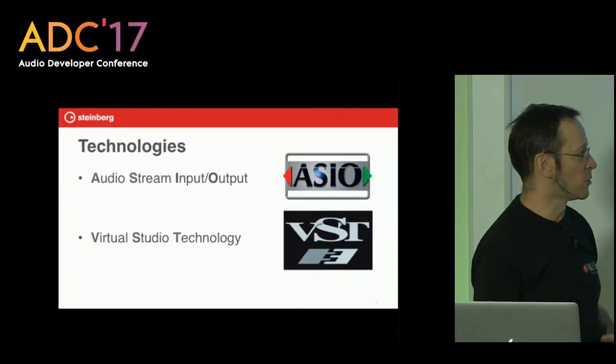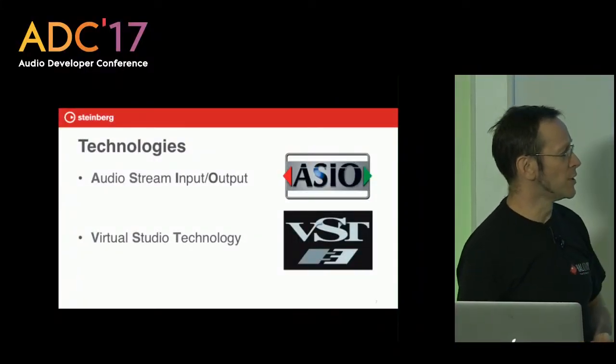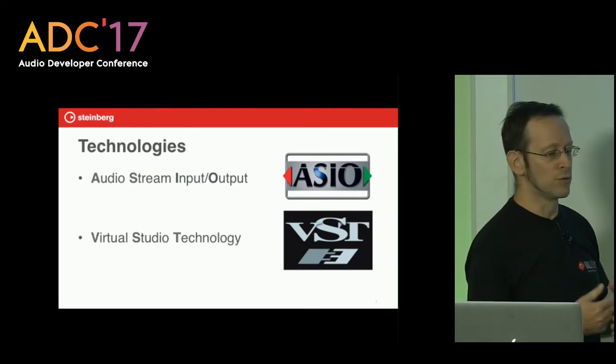For these products, over the last 25 years, we had to develop our own technology. And we have two main technologies, which are open to the public, which can be used by a third party as hosting or as plugin, as client or server. We have the ASIO technology, which allows a host application to talk to an audio driver in a very efficient way. And we have the VST technology, Virtual Studio Technology. And I will go now into the VST technology and show you a little bit the history of VST.